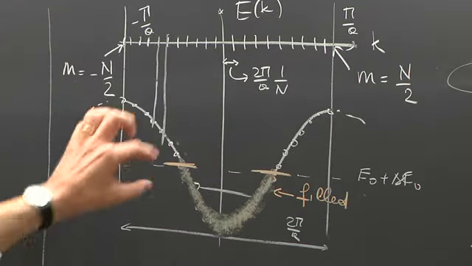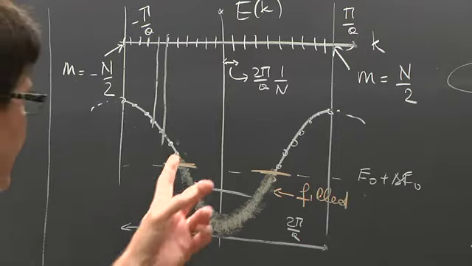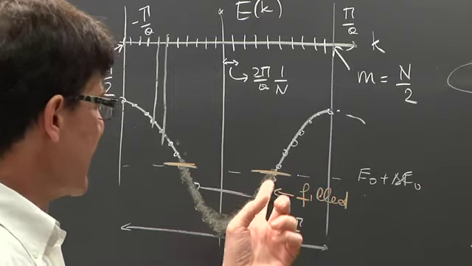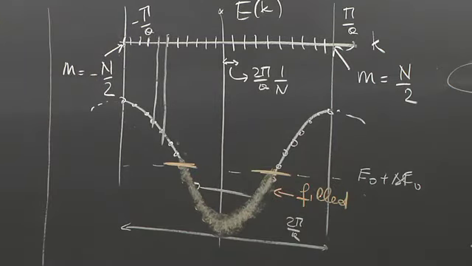You're just making this grid an extremely fine one, to the point that it becomes a continuum of points. But the fact that all these states are filled up to halfway and all the other ones are empty remains true, of course, for an arbitrary n, and therefore also for n going to infinity. Okay?